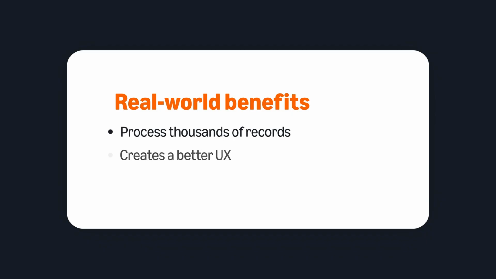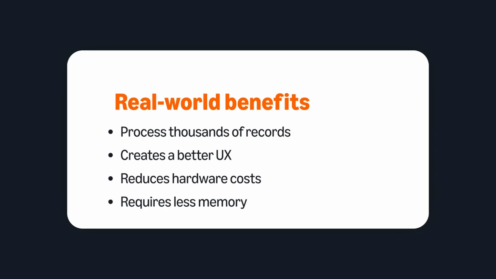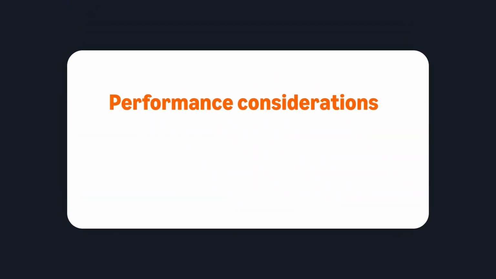At Click and Buy, the developers chose quicksort to process thousands of records quickly and efficiently. The speed at which it sorts helps to create a satisfying user experience, or UX. In addition, it reduces costs by requiring less memory and fewer processors. However, there are some performance considerations.